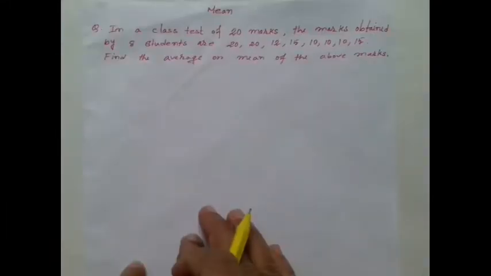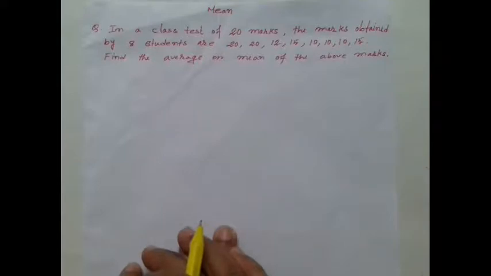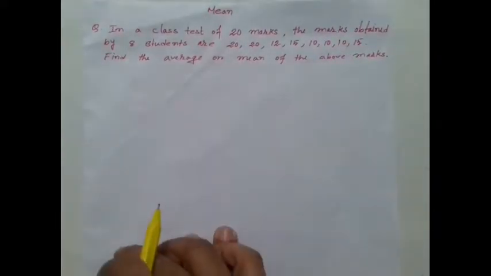Okay students, now we have this following problem. I have considered a simple problem because it will be easier to understand the whole thing. In a class test of 20 marks, the marks obtained by 8 students are 20, 20, 12, 15, 10, 10, 10, 15. Find the average or mean of the above marks.